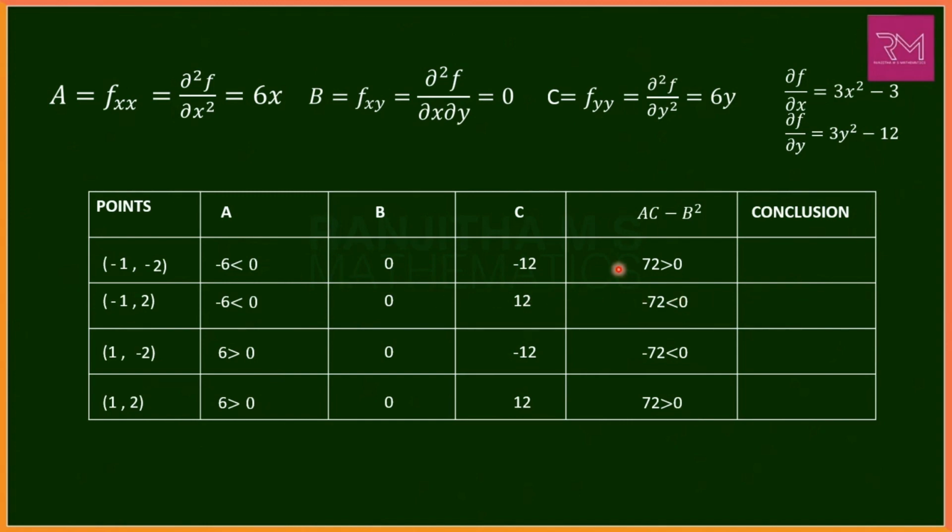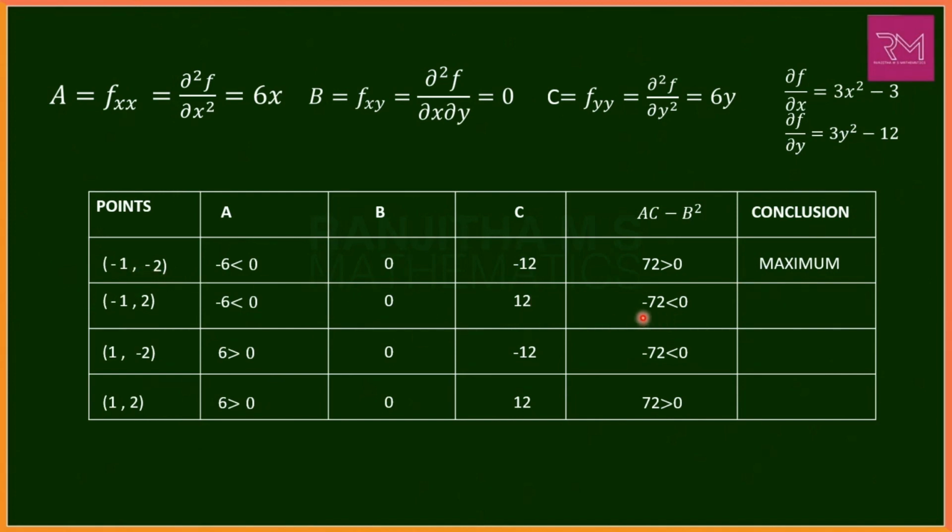We already discussed the working procedure to find the extreme value. That means here the AC minus B square value is 72, which is greater than 0. Again, the A value is less than 0. Hence, we can conclude that the given function has a maximum value at the point minus 1, minus 2.